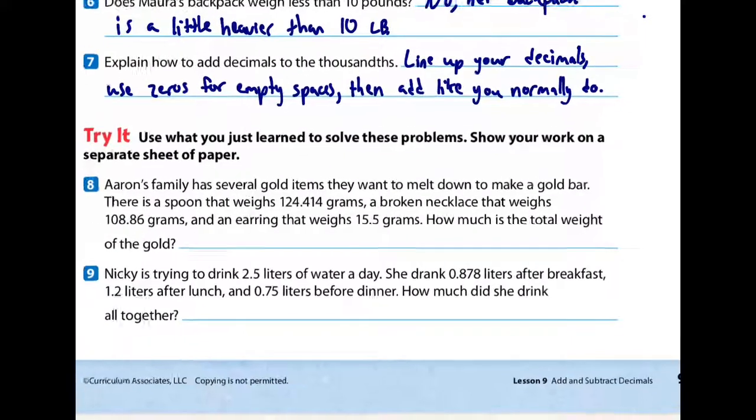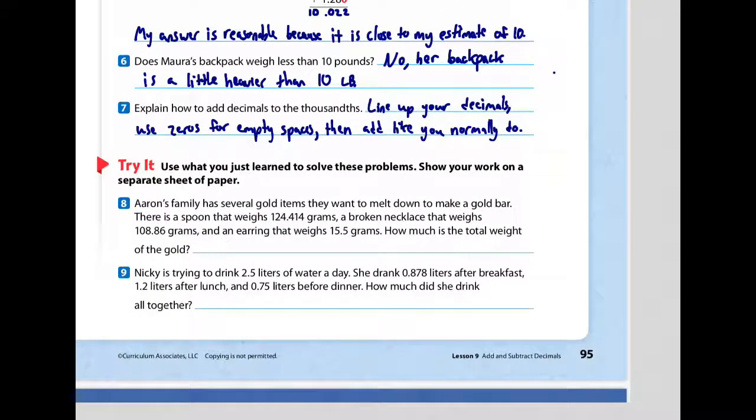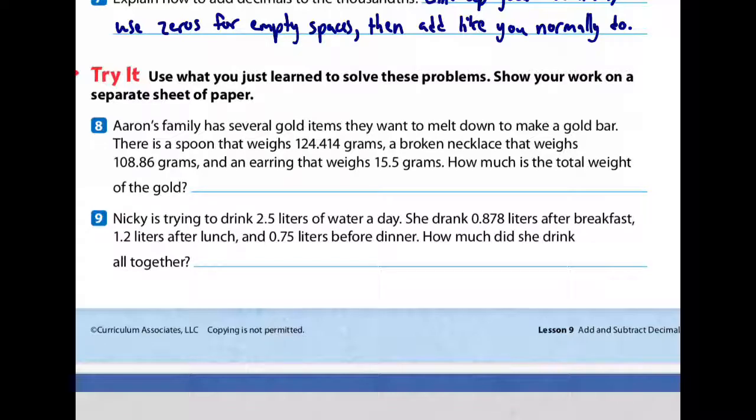Now, as we go down here, for the directions for try, it says use what you just learned to solve these problems. Show your work on a separate sheet of paper. Now, if you have enough room somewhere in your book, I'm okay if you show it in your book, but it might be easier with a separate sheet of paper. Now, we're going to do 8 and 9 one at a time. So your job is to read number 8 on your own and solve it. And as soon as you're done, start the video to see if you were correct. All right. Pause the video. Do number 8 only. Go.